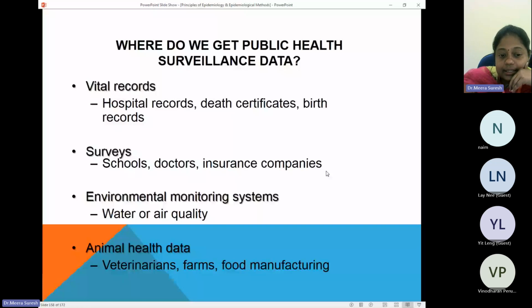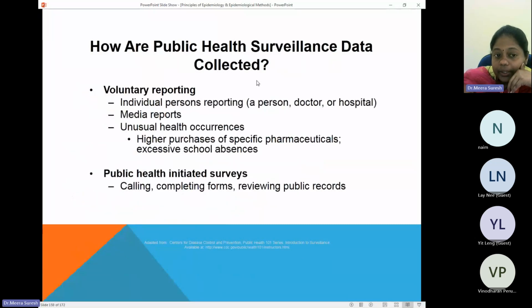Doctors, insurance companies, from environmental monitoring systems, especially if you are going to do some water related diseases. So water pollution, you need to know about the level of pollution in that area. So then you have to go to the concerned department, which monitor the pollution of water bodies or even the air around. Then animal health data, if it is a zoonotic disease you are going to study, then go to the veterinarians, the farms, food manufacturing units, etc. Then how we collect?